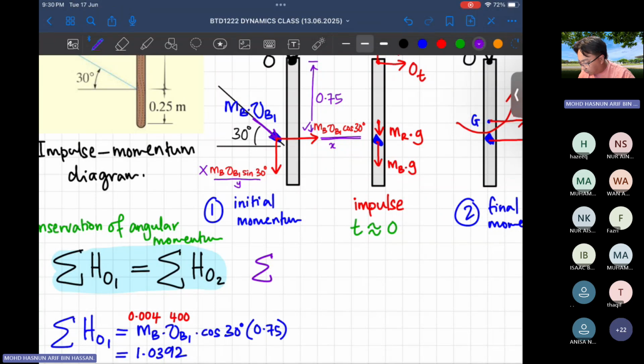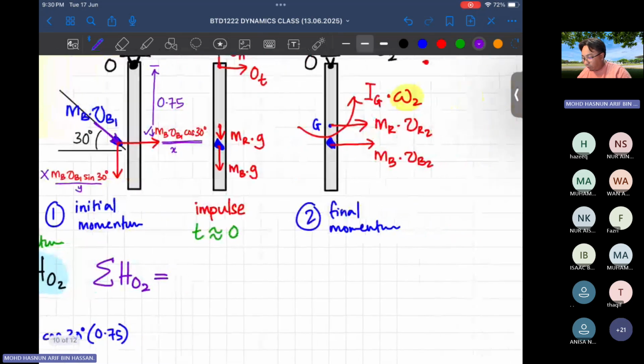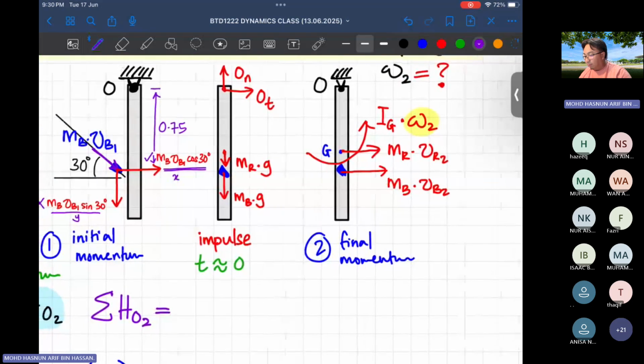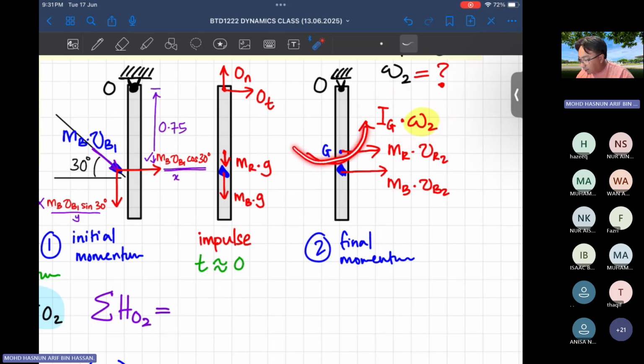Now the total of HO2 is equal to, okay, now for HO2, we will focus on the diagram of number 2, which is the final momentum. So from here, you will see that we have IG omega 2, we have MR VR2, and we have MB VB2. All these three must be in the equation. IG omega 2 is already an angular momentum. So just write in IG times omega 2.